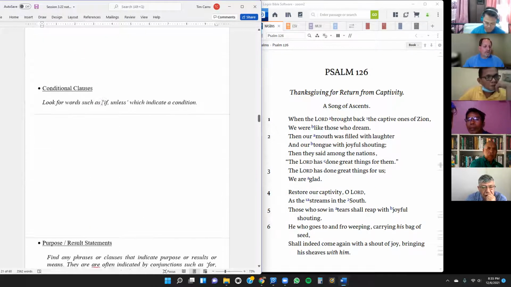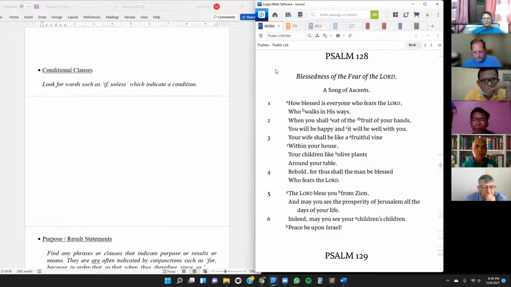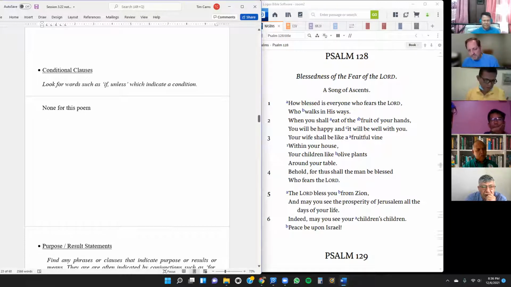Okay. All right. Conditional clauses. So as we look at Psalm 128 here on the right, do we see any conditional clauses? Michael, I'm going to have you answer that question. Any conditional clauses that are evident? The first thing I would do is just look for words like if or unless. I think there's no conditional clauses. Yeah, I don't see any either. So we just put none for this poem. You won't always find every textual observation. So in this case, yeah, no conditional clauses.